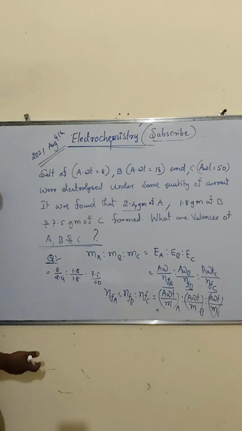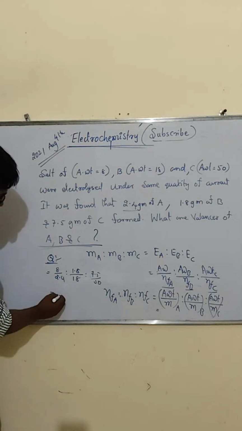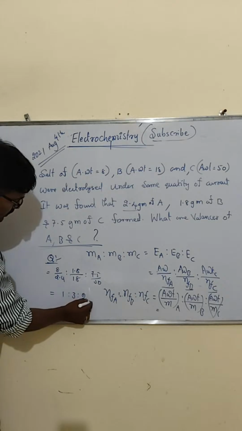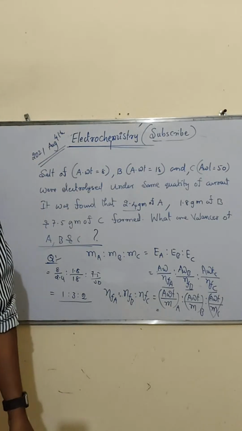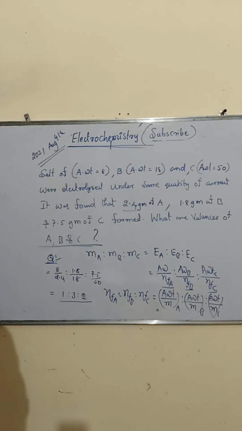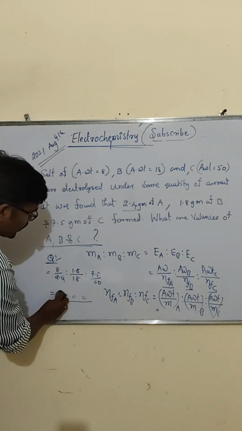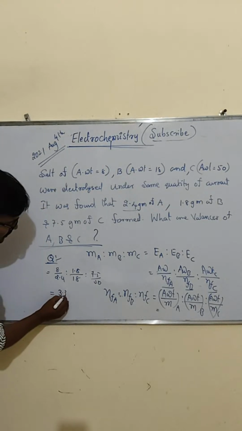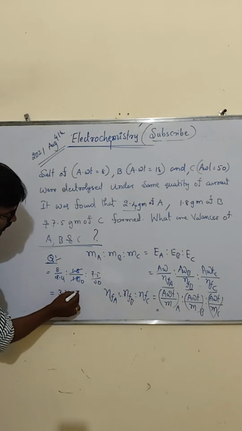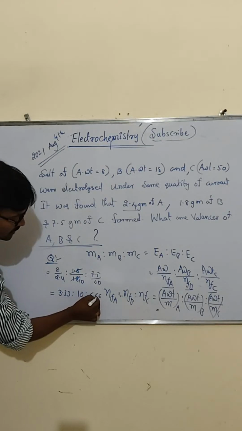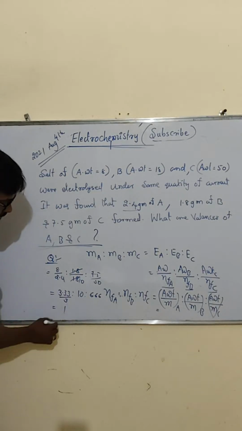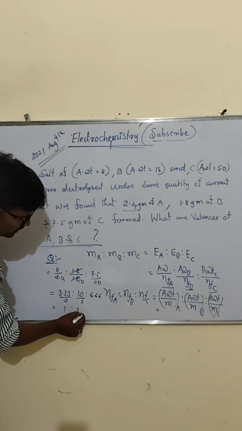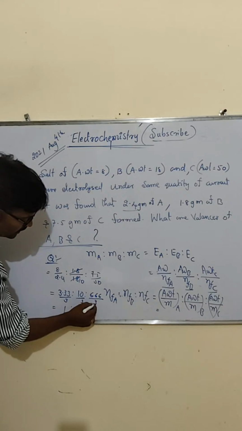So when you substitute these values, you can get 1:3:2. So valency of the first one is 1, then valency of the second one is 3, and the third one you can get 3. So 8 by 2.4, look at it my dear students, you can get 3.33. Multiplying by 10 gives 6.66. Then when divided by 3 you can get whole numbers, 1, 3, 2.